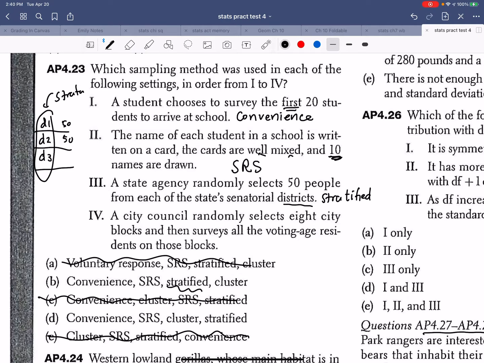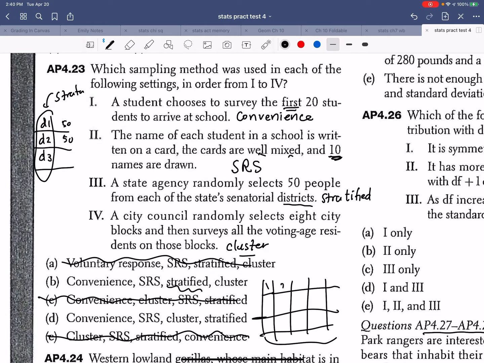Okay, that leaves this as a cluster, but let's go ahead and read it. A city council randomly selects 8 city blocks and then surveys everyone in that block. Yeah, that's a cluster. So again, it maps it out. It randomly selects.